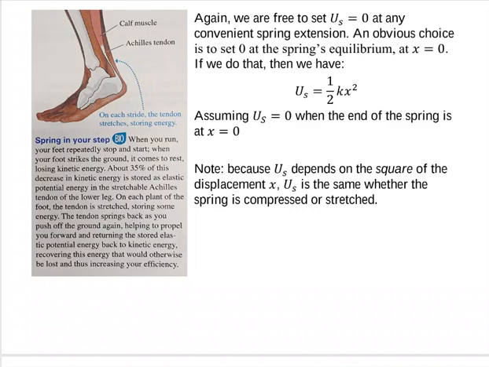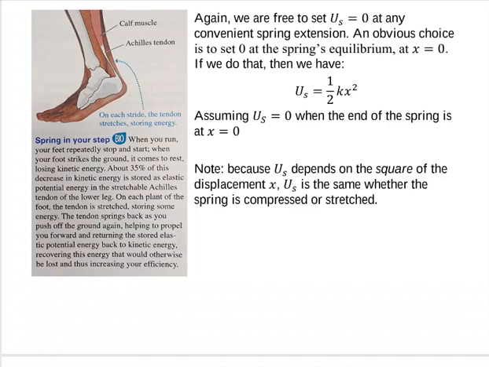If we look over here at the little example, we have an Achilles tendon situation. So we're looking at a human foot. On each stride, the tendon stretches, storing energy. As you walk, the calf muscle is connected to the Achilles tendon, and as you walk, it gets stretched, so it acts like a spring. Then as you continue your stride, it relaxes, and then it stretches and it relaxes. So it's acting like a spring being stretched and compressed and so on.